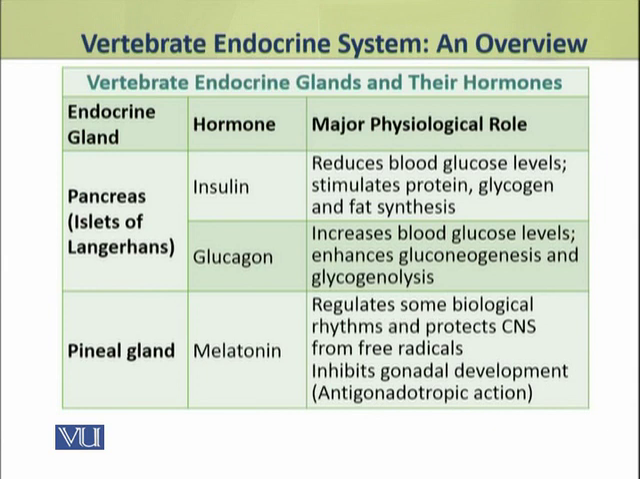Dear students, pancreas is a dual gland. It has an exocrine part that produces the digestive pancreatic juice, but it also has islets of Langerhans which are endocrine in their function. They produce two hormones, insulin and glucagon. The next gland is the pineal gland. Pineal gland produces a hormone which is called melatonin, and this melatonin is very important in circadian rhythms.